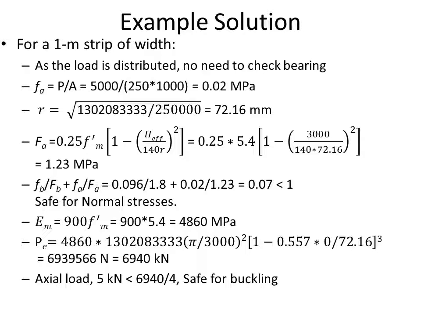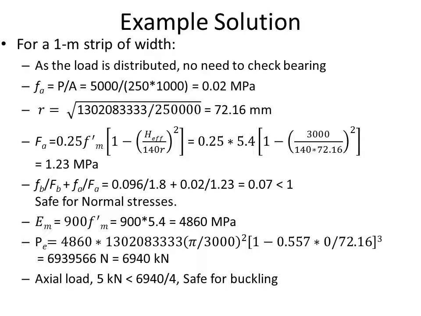So now we'll do our stability check. Small fb over capital FB plus small fa over capital Fa. This will give us a very small ratio, which is 0.07, which is less than 1. So we are safe for normal stresses.